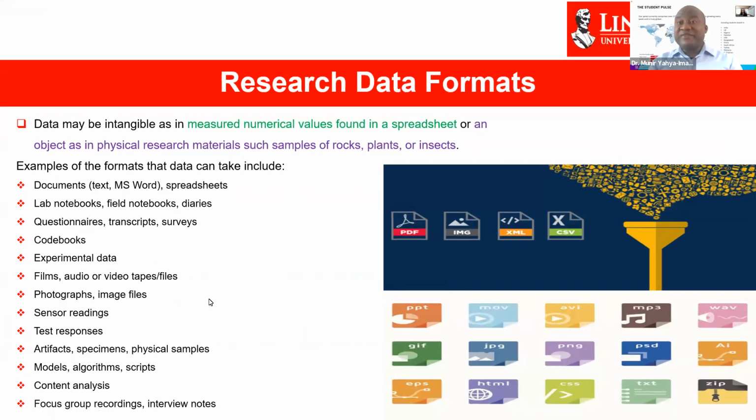Then there are several formats. Like I said earlier, it's not just only figures, okay? This data may be intangible, as in measured numerical variables in a spreadsheet, or an object, as a physical research material, such as samples of rocks, plants, or insects. All of this can serve as research data, okay? We can have research data in various formats. It may be in document form, which may be in form of text, TXT, or MS Word, or even spreadsheets.